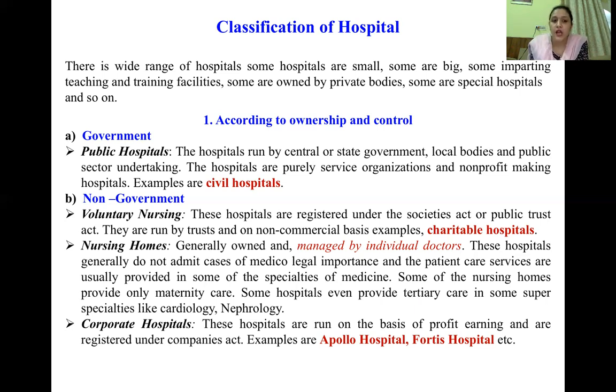And the patient care services are usually provided in some of the specialities of medicine. Some nursing homes, as I have already told you, provide only maternity care. Some hospitals even provide tertiary care in some super specialities like cardiology, nephrology, etc. The third type of hospitals are the corporate hospitals, which are public limited companies formed under the Companies Act. These hospitals are basically profit-earning hospitals and are registered under the Companies Act. Examples are Apollo Hospital, Fortis Hospital, etc. So this is our first parameter according to which we can classify the hospital.